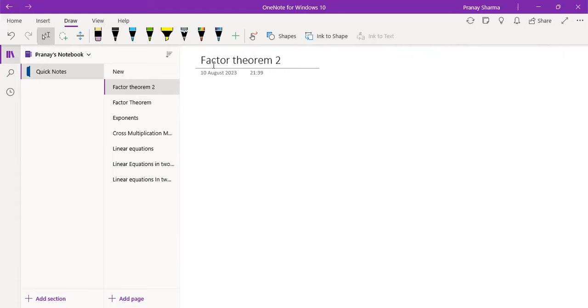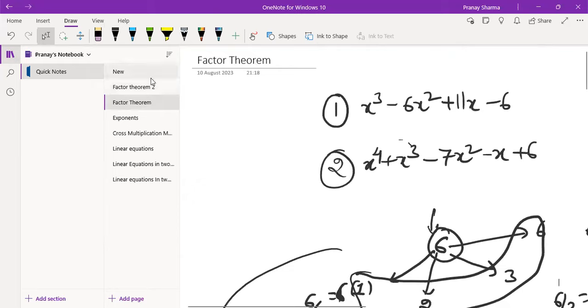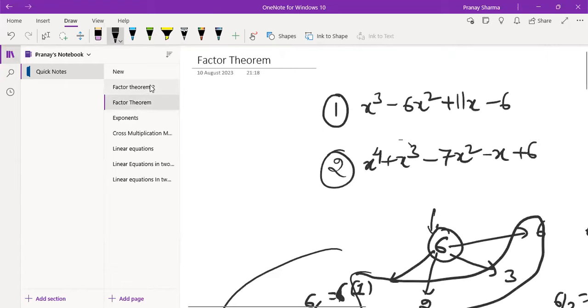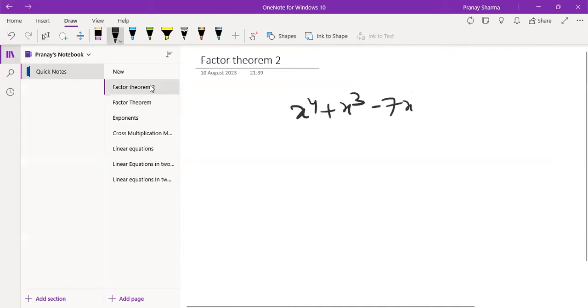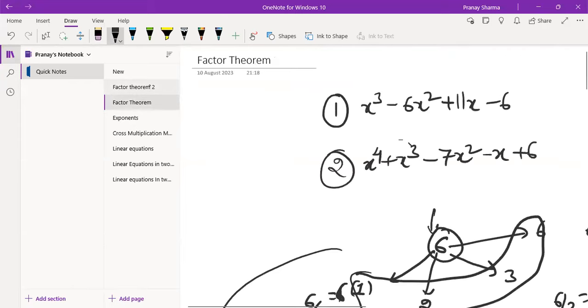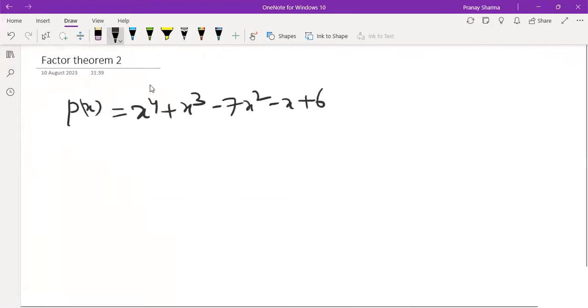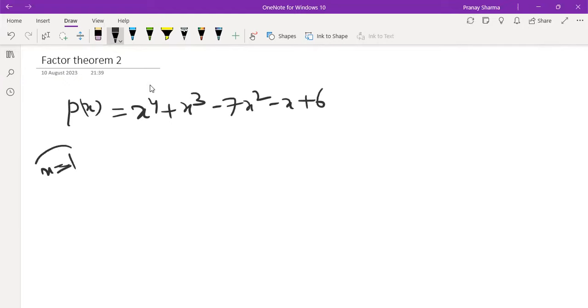Second part is x to the power 4 plus x cube minus 7x square minus x plus 6. What I'll do is take this as P of x and then minimize this. I hope my screen is visible now. So people, if I substitute x as 1, again we need to go with the hit and trial method. If you substitute x as 1 here, you just need to check where you are getting 0 of a polynomial.